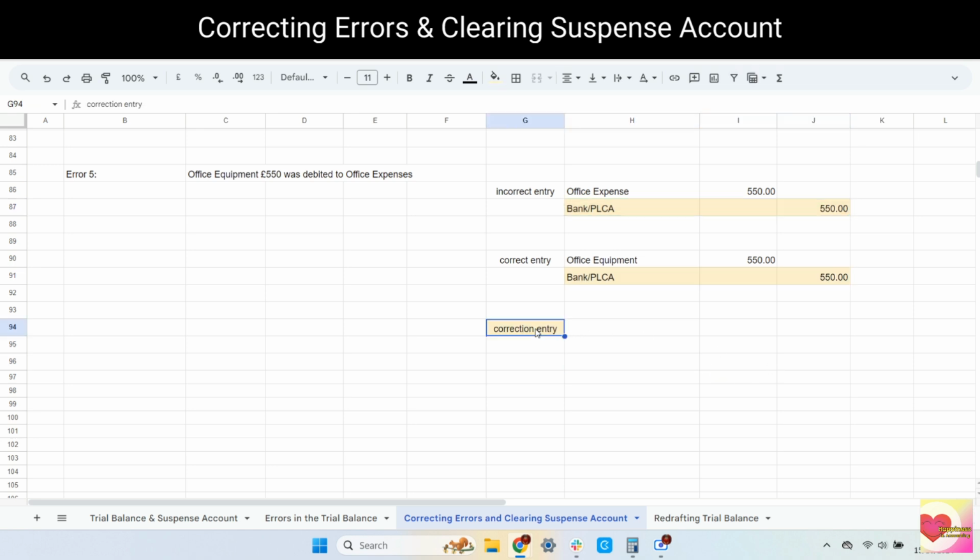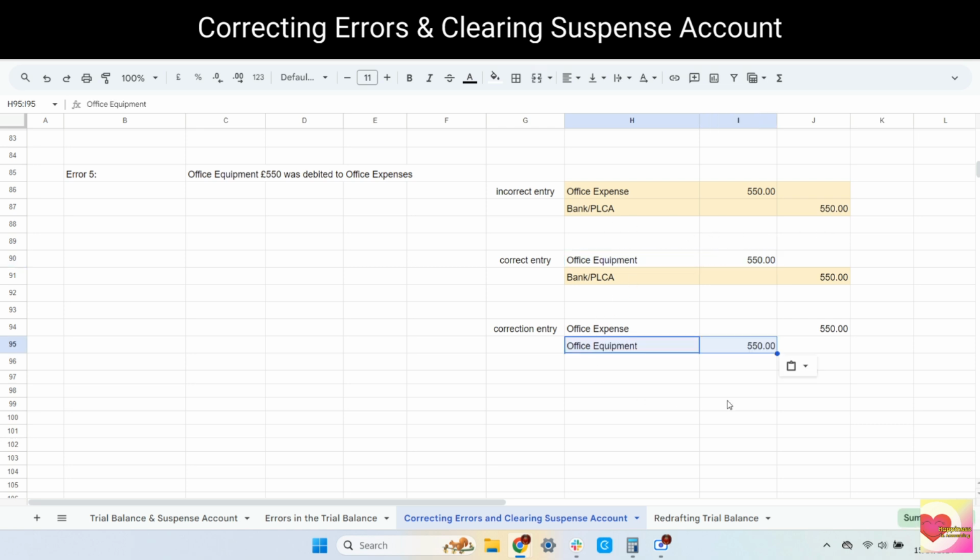Next, the office expenses is not supposed to be here and it should be removed, so let's put it in our correction. To remove this amount in debit, we have to enter the same amount to credit. So this 550 credit in office expenses will cancel this 550 in debit. And then the office equipment is the correct entry, but it's not entered, so we will enter it in the correction.